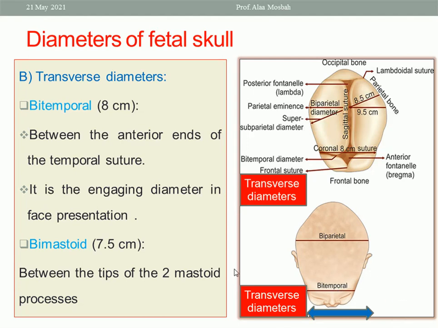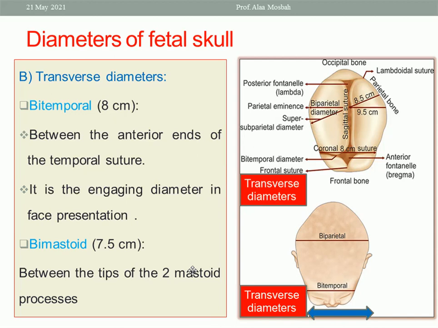Then lastly, the bimastoid diameter 7.5 centimeters. This is the smallest transverse diameter of the fetal skull, between the tips of the two mastoid processes, and nowadays it is of no obstetrical importance. In the past it had an importance during destructive operations, which are obsolete nowadays, because the mastoid process is very strong and cannot be crushed. In case of destructive operation, this diameter cannot be crushed.